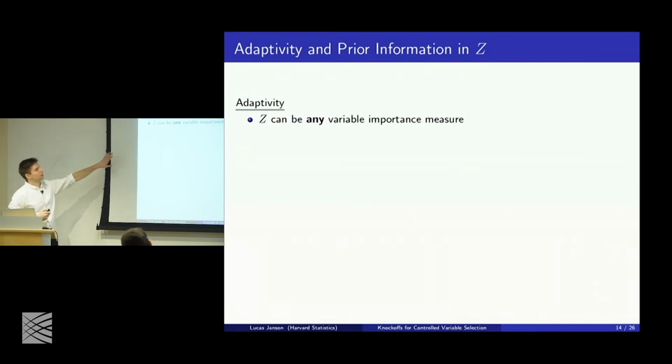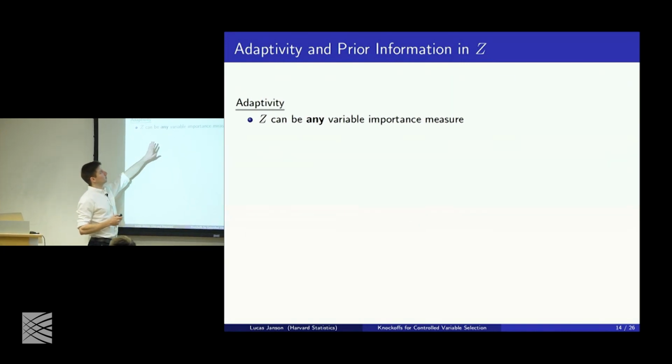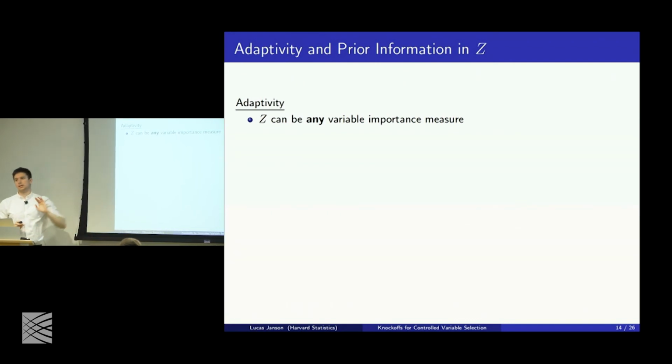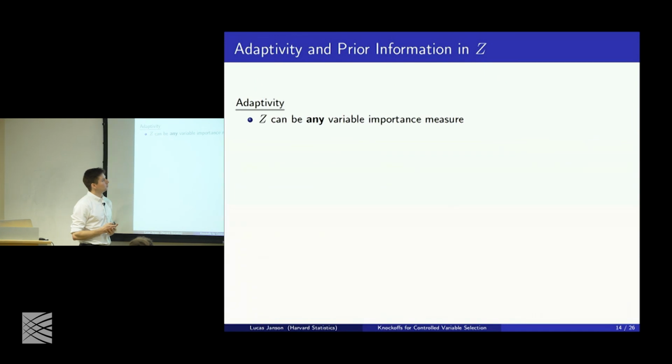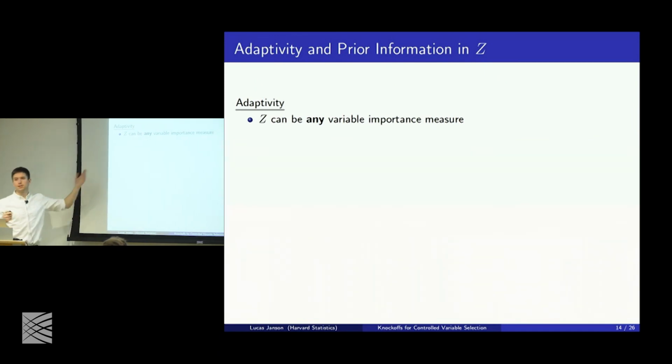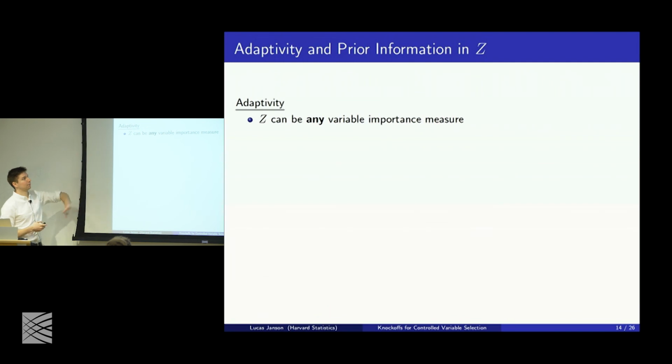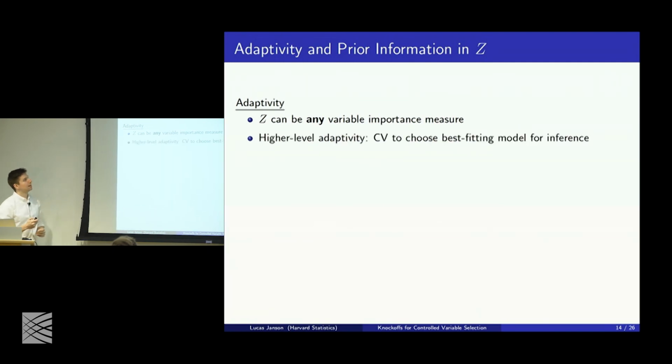OK, I think this is a really important slide: you can do a lot with these Z's to use what information you have about your data to give you better power. Your choice of Z is really a question of power. I'm guaranteeing you with knockoffs that I'm going to control the type 1 error. It's your job to pick a good Z to have good power. And basically, I'm going to give you a lot of freedom to do that. So Z can really be anything.